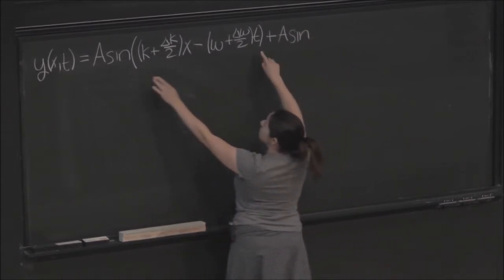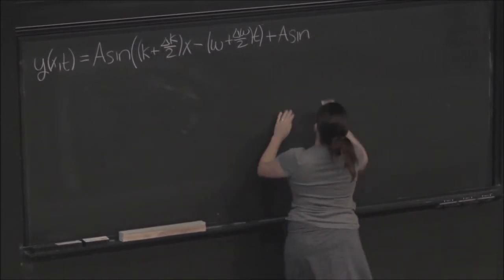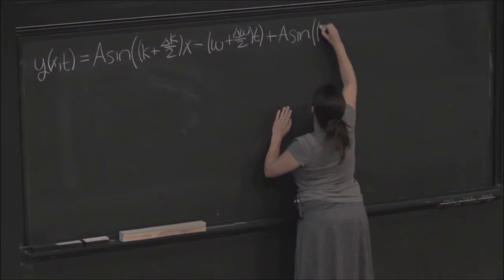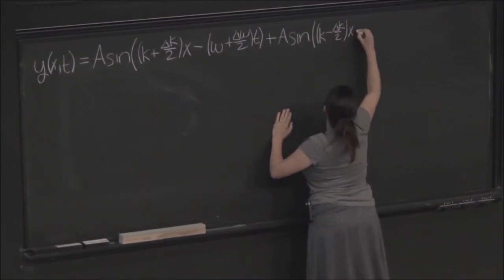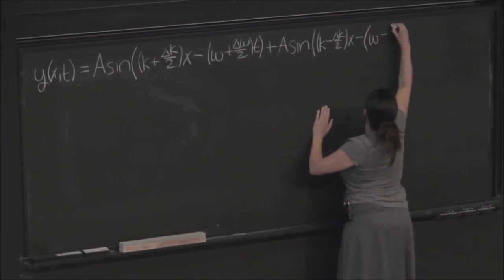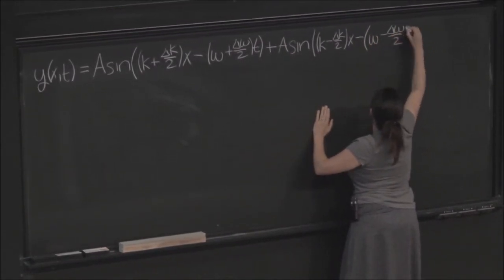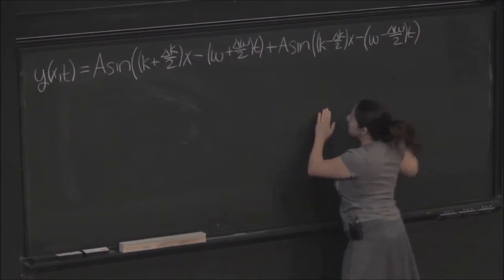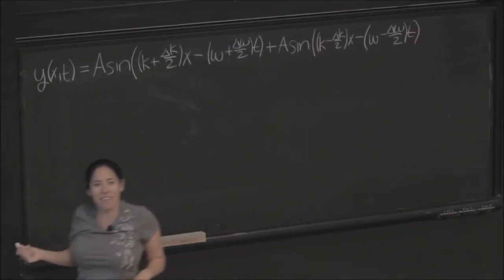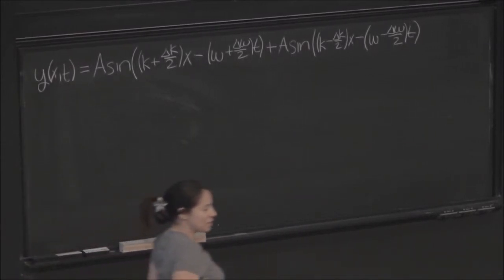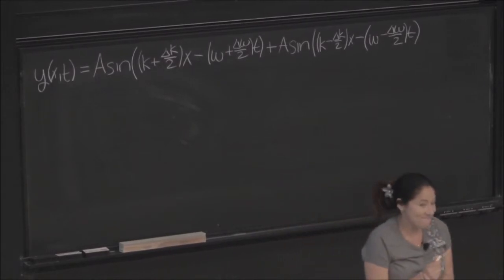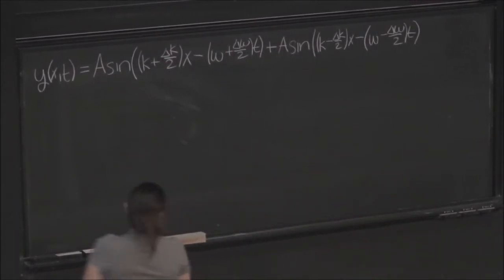Did I lose any parentheses? Good. I think I'm good. Okay, so we're going to have k minus delta k over 2 times x minus omega minus delta omega over 2 times t. Okay. Now, what I'm going to do is we could go through this with a bunch of trig identities. But I promise you, this is so much easier if we do complex exponentials. So that you're going to see, it's going to be really elegant.